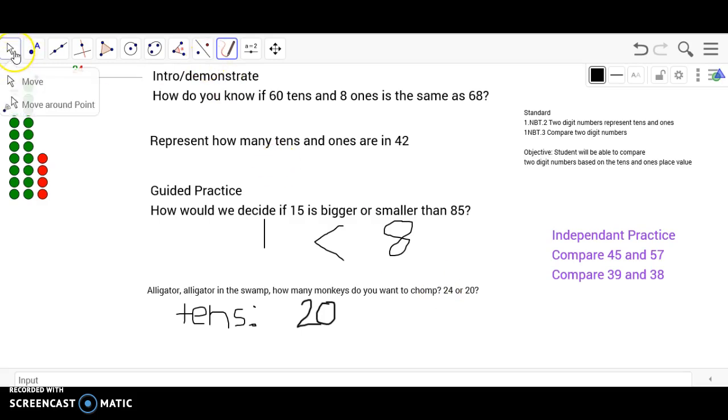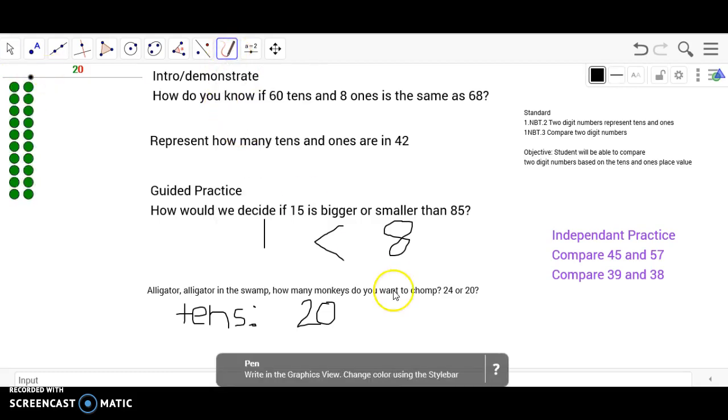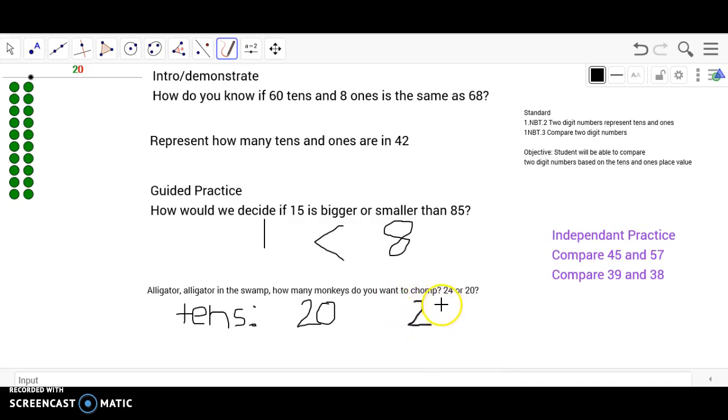How many tens are in the number 20? 1, 2, which also makes 20. So we looked at our tens place for the number 24 and the number 20, and each of our numbers have two groups of 10 in the tens place. So how do we compare them? How do we know what number is bigger?